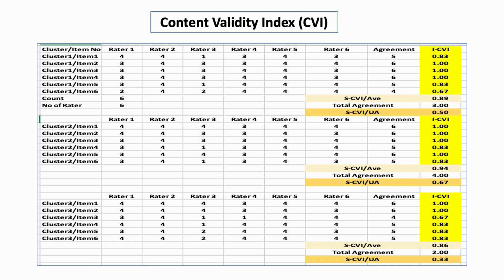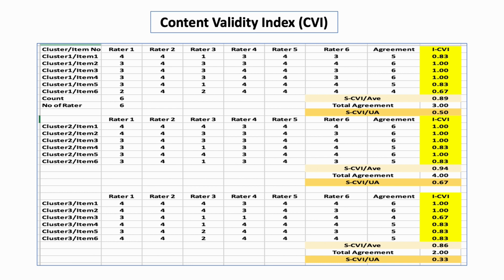So for example, in the second last column on the right, 5 are in agreement, having given a rating of 3 or 4 on a 4-point Likert scale. So 5 in agreement, divided by 6, is 0.83. For this item, the ICVI is 0.83. Similarly for item number 2, 6 are in agreement, 6 divided by 6 is 1. So the ICVI is 1. Similarly, we calculate for all the items here, right?